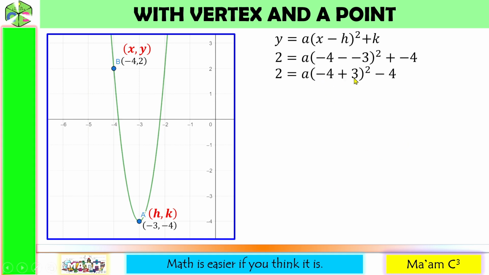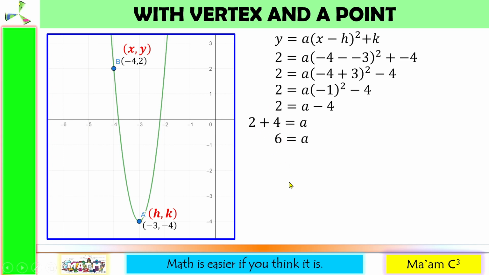Negative 4 plus 3 is negative 1. Negative 1 squared is positive 1, times a is still a. So I have here a minus 4. To solve for a, I'm going to move this to this side. It will become 2 plus 4 is equal to a, and 2 plus 4 is equal to 6.